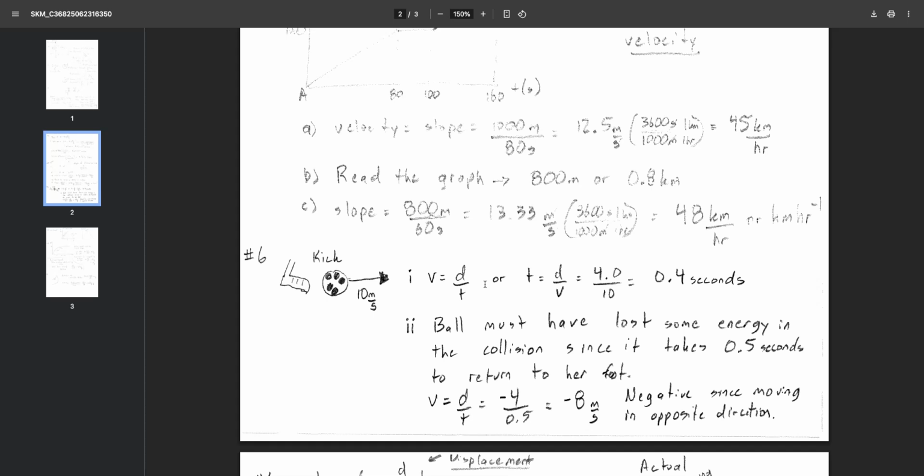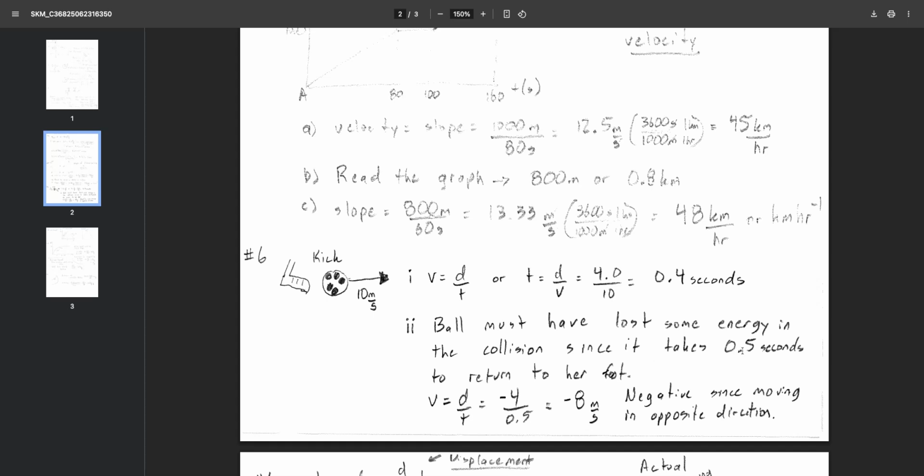So velocity is distance over time. Rearranging this, you just get time is equal to distance over velocity. So 4.0 over 10, and you get 0.4 seconds. And then it says the speed of the ball after it bounces off the wall, assuming that it is constant. All right, so the ball had to lose some energy in the collision.